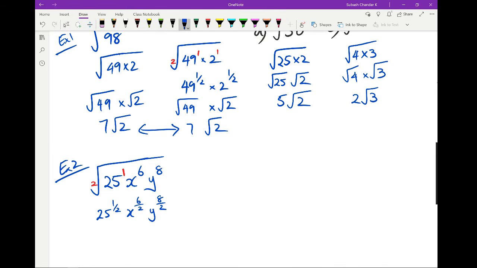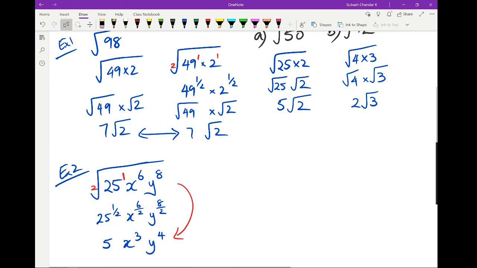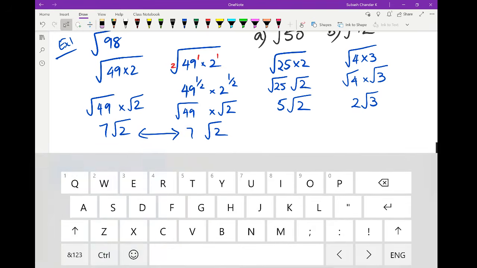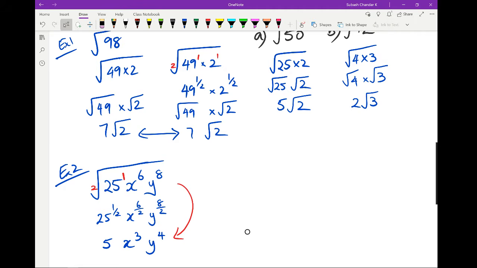All right, and 25 to the power of half is 5, 6 over 2 is 3, and then 8 over 2 is 4. Now what you could do is actually go directly from here to here. The way you do that is by looking at the power. Especially if it's squared, you can just divide the powers by 2. And if it's cube root, then you divide by 3 and so on.